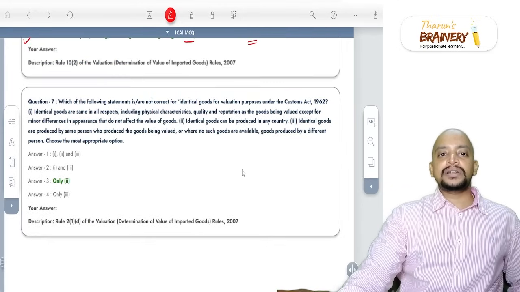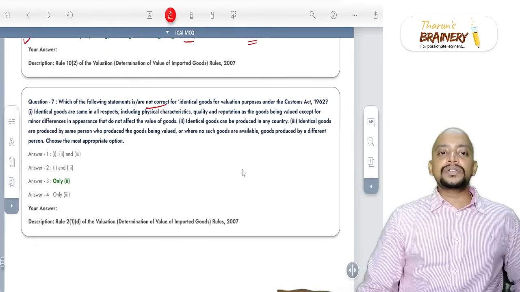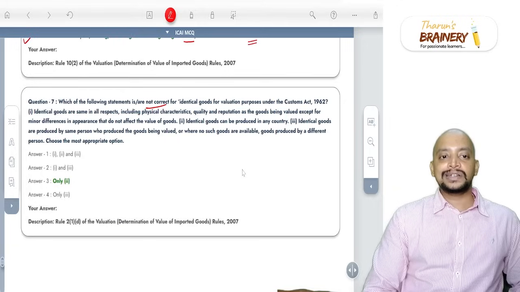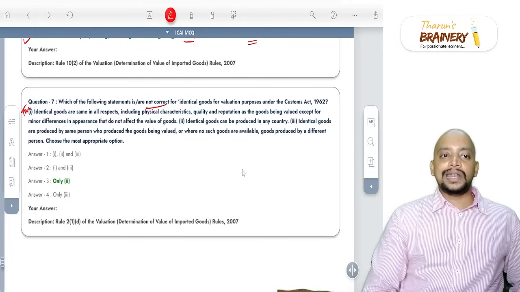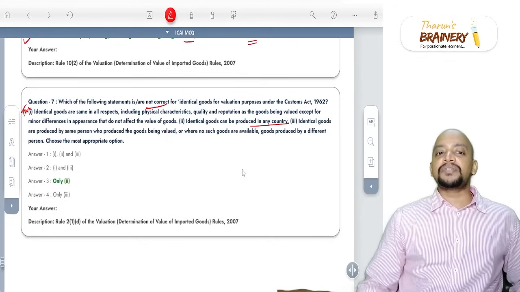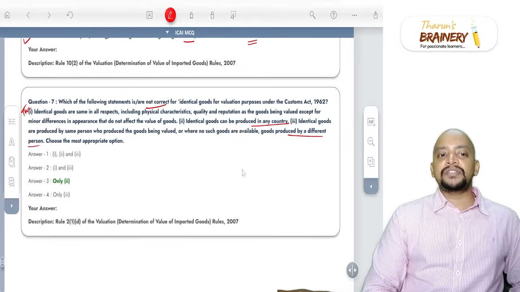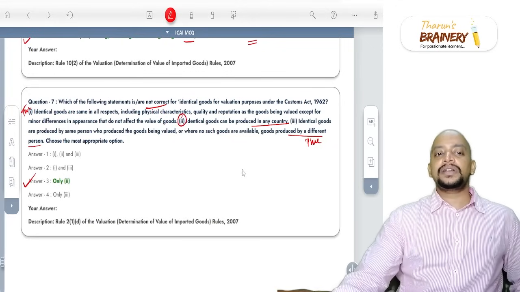Which of the following statements is or are not correct for identical goods for valuation purposes under the Customs Act? Identical goods are the same in all respects, including physical characteristics, quality and reputation as the goods being valued, except for minor differences. Yes, the first one is true. Then, identical goods can be produced in any country. No, the same country, preferably the same producer. Where such goods are not available, they can be produced by a different person. Yes, true. But the second one is false, so the second one is the answer.